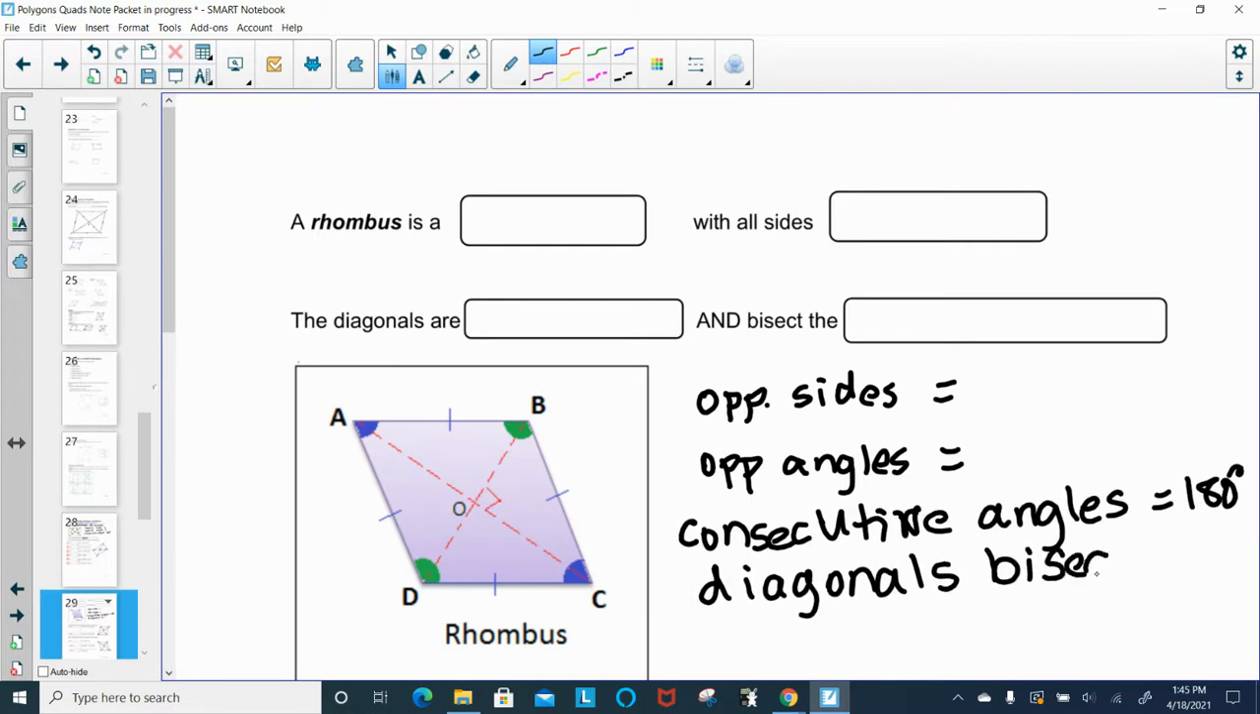But notice you don't have those 90-degree corners anymore. They're gone. If you look at the picture, you can see that the opposite angles A and C are blue, and B and D are green. So you do not have those 90-degree angles anymore. But a rhombus is still a parallelogram. So let's write that in the first box. It is a parallelogram.